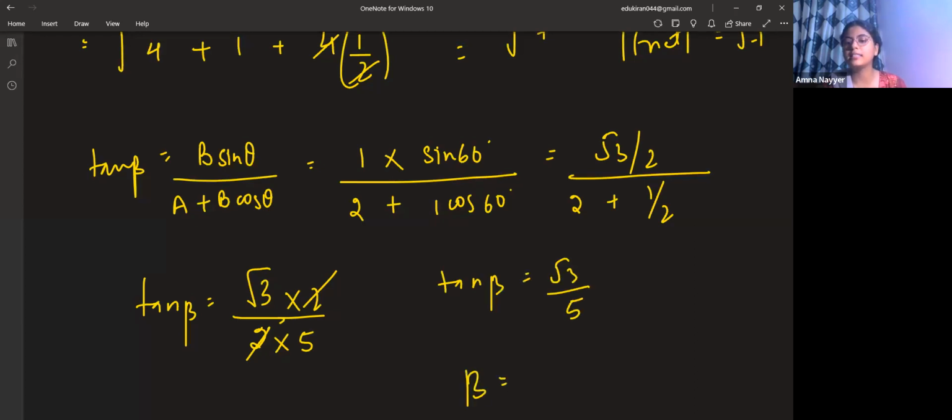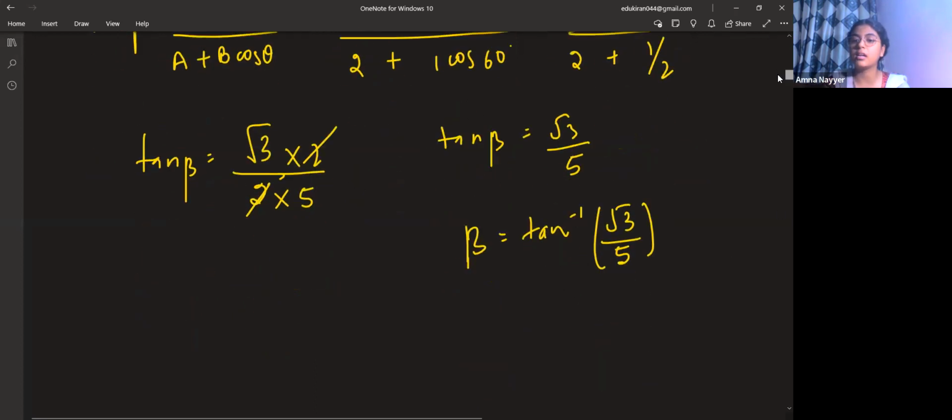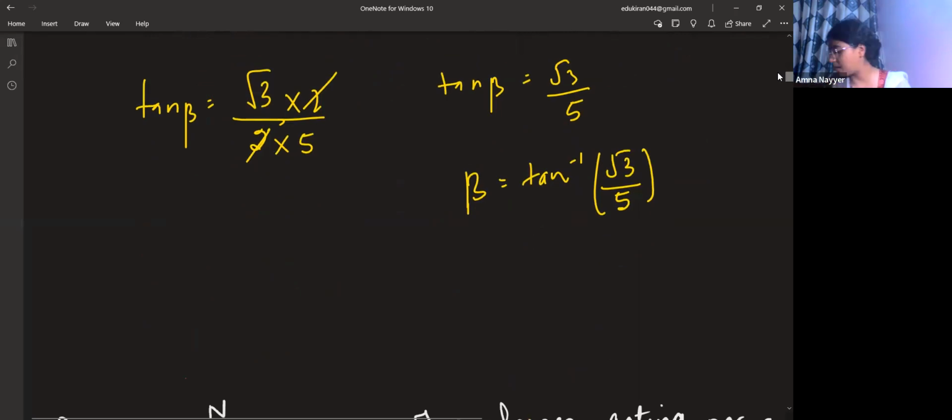What will be beta? I do not know the value of root 3 by 5, none of us know, right? So we will write this as tan inverse root 3 by 5. So what will your complete answer now be? This is how you will write your answers in your exams. How will you write your exam answer?